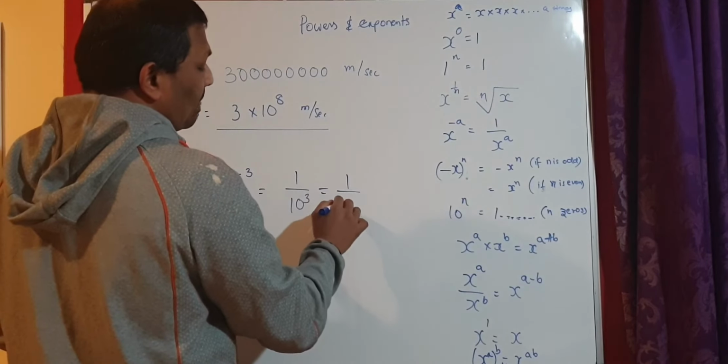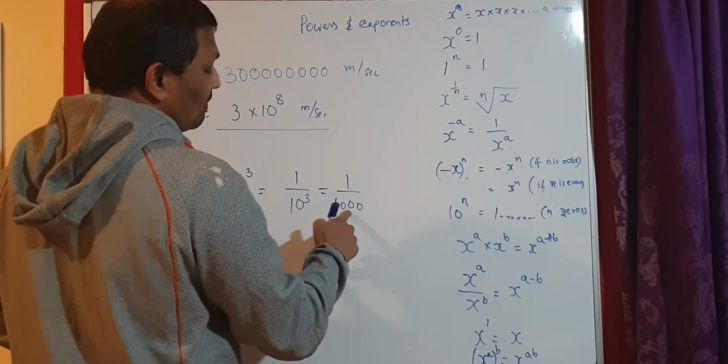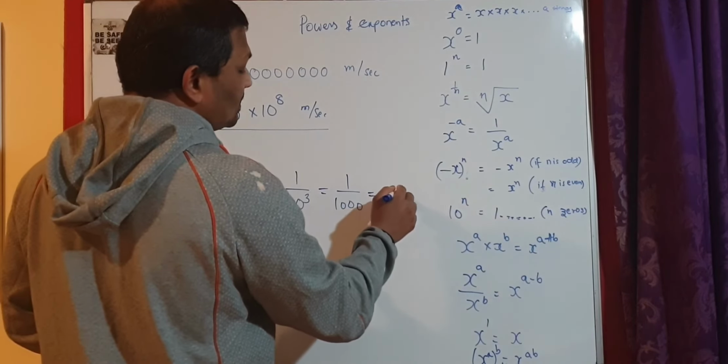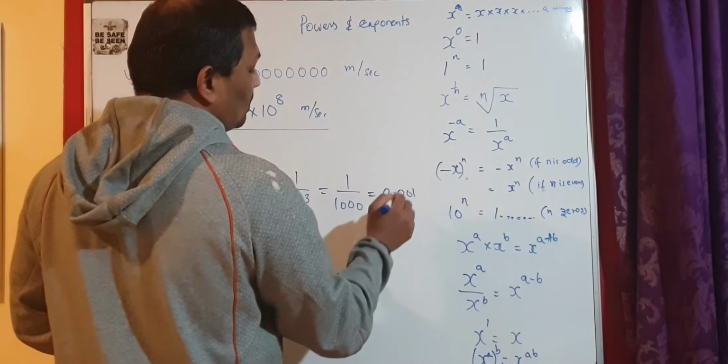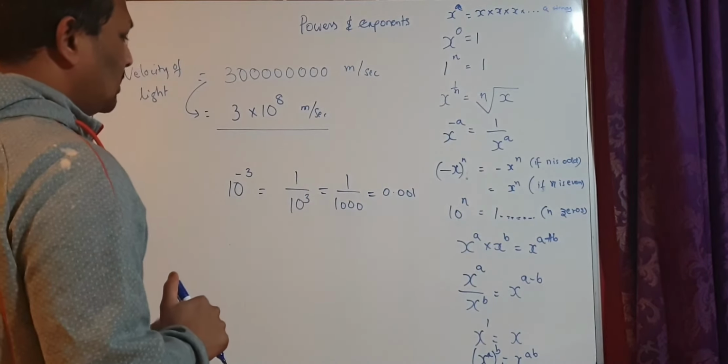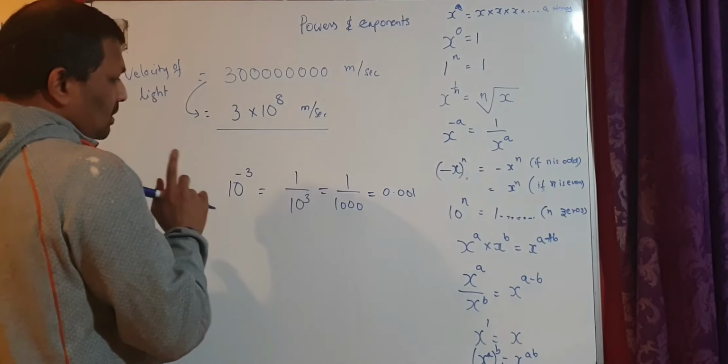So 1 by 1000. So 1 after 3 zeros. It's not 10 after 3 zeros. It's 1 after 3 zeros. 1 by 1000. That is going to be 0.001.